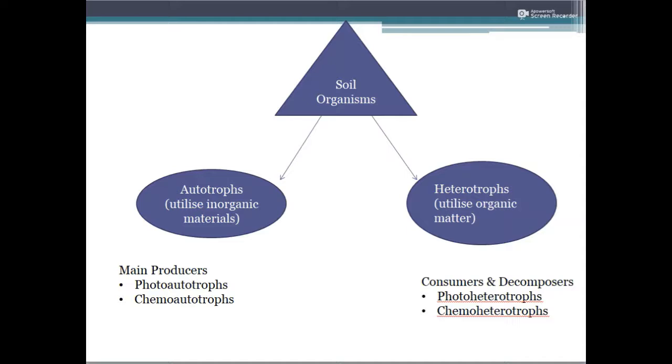Now, they can be of two types. Either they can be consumers, that is, they eat the organic matter, or they can be decomposers, that is, they degrade the organic matter previously formed by the autotrophs or by other forms. If they use chemical energy, they are referred to as chemoheterotrophs. And if they use light energy, they are referred to as photoheterotrophs. So this is the basic classification of all the organisms found in the soil. They can be either autotrophs or heterotrophs.